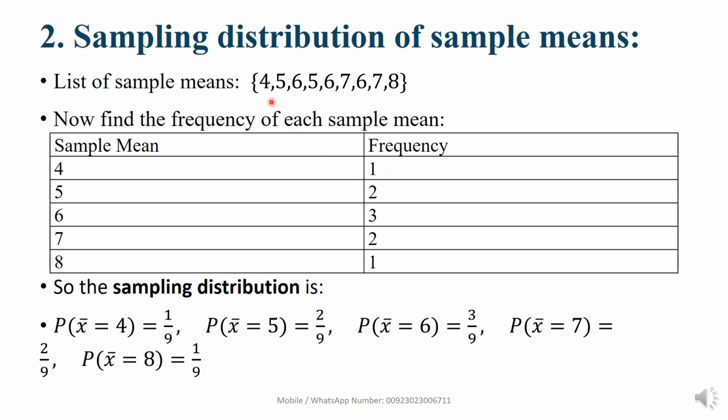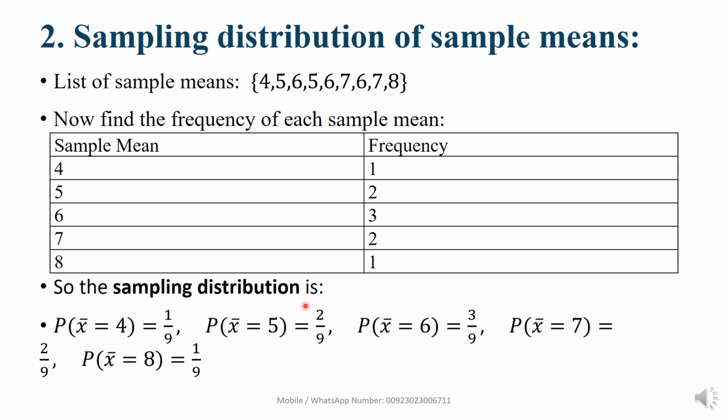Now we check after 4. The second number is 5. Then you write 5. How many times 5? 1, 2, no other 5. Then you write 2. It means 5 is 2 times. Now we check the next number, 6. 1, 2, 3. It means 6 is 3 times. Again the next number, 7. 1 and 2. You write 7 is 2 times. Now 8. 8 is only 1 time. This is the frequency, the number of times.